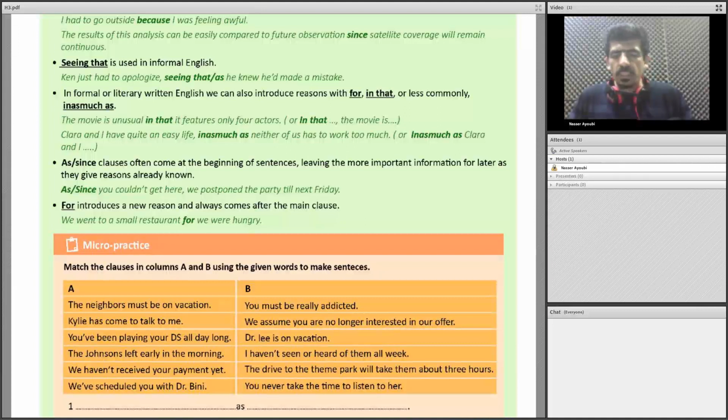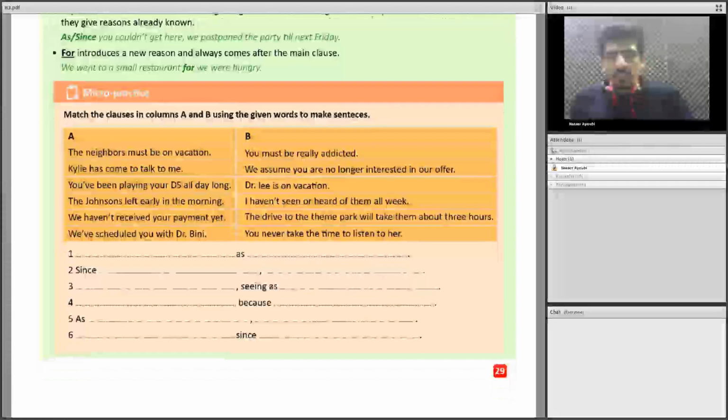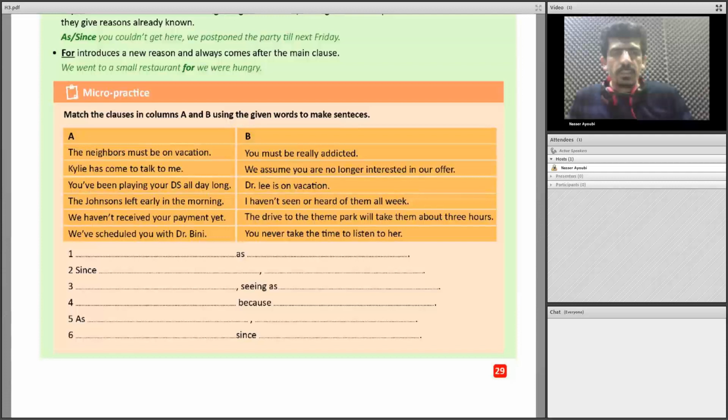And we had many examples for and since. Micro practice. Match the clauses in columns A and B using the given words to make sentences. Well, number one, we are supposed to use as. The neighbors must be on vacation as I haven't seen or heard them all week.